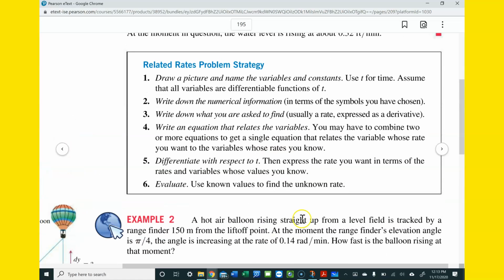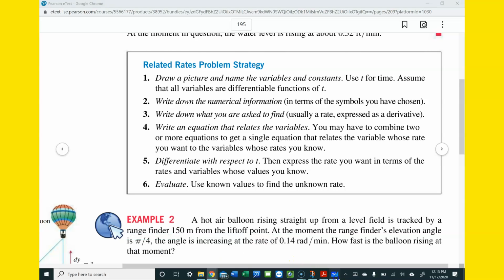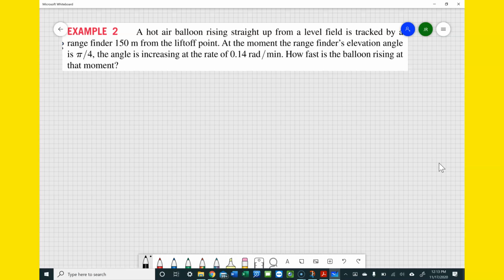Let's see what our strategy says to do first. It says to draw a picture, name the variables and constants. Okay? Let's draw a picture. So we have a balloon. It's a hot air balloon. I'm not going to try to be too good with my artistic skills here, but imagine that's a hot air balloon and it is rising.